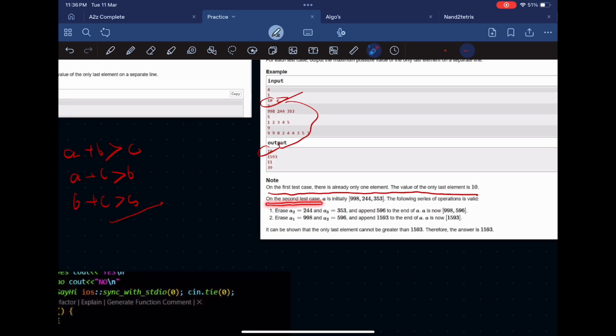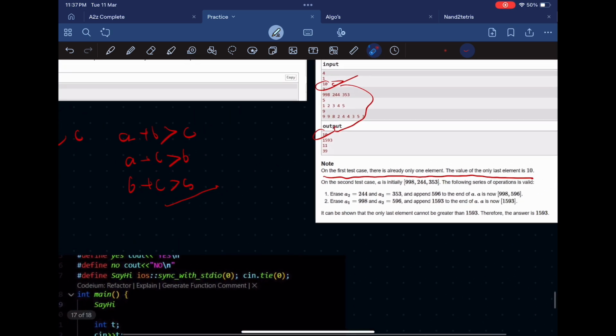On the second entry, initially a is 998, 244 and 353, and the following series of operations is valid. We consider the two values 244 and 353 and append. When we combine them, we get 596 at the end of a, so a is now 998, 596. If we combine these again, we get 1593 at the end of a. So the final value is 1593. It can be shown that the only last element cannot be greater than 1593, therefore the answer is 1593.